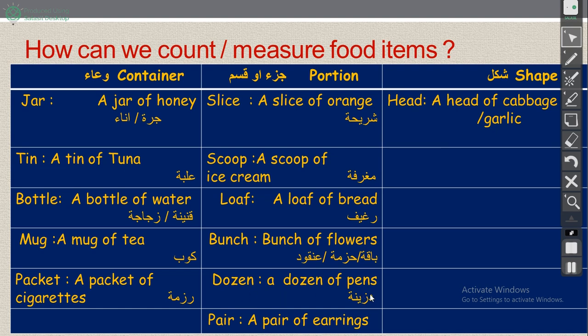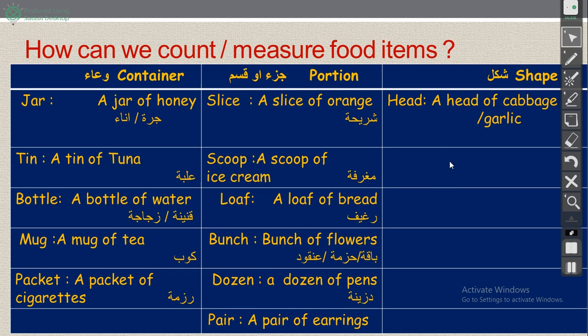And we have here dozen. What's the meaning of dozen? دزينة, 12, right? A dozen of pens, for example. A dozen of eggs. A dozen of pencils. Okay. And here we have pair. What's the meaning of pair? Pair means زوج. A pair of earrings. Earrings يعني الحلق for girls. A pair of socks, for example. Socks جوارب.